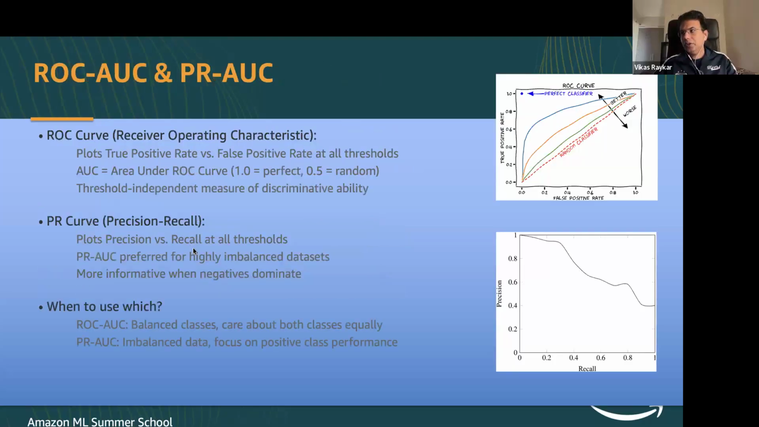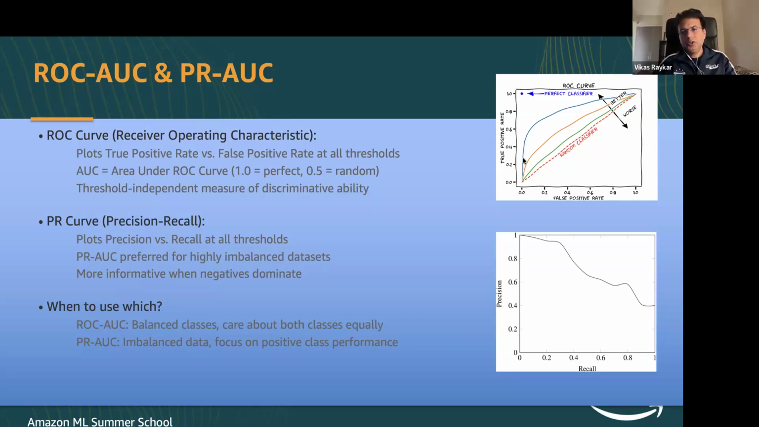As we discussed, precision and recall depend upon the threshold theta. One way to quantify the behavior of a model independent of the threshold is what are called ROC curves or PR curves. An ROC curve, also known as a receiver operating characteristic curve, plots the true positive rate on the y-axis and the false positive rate on the x-axis for all thresholds.